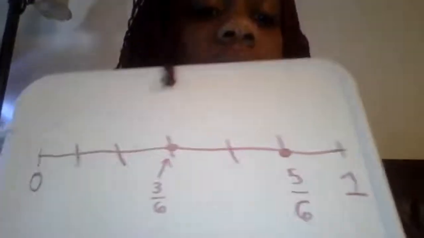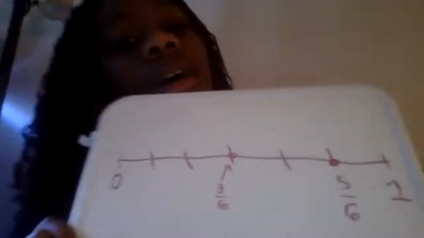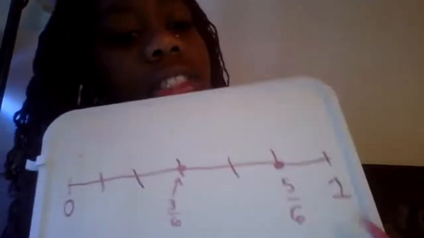And now, looking at the number line, you can see that 5/6 is the number closest to 1, so it is the larger fraction.